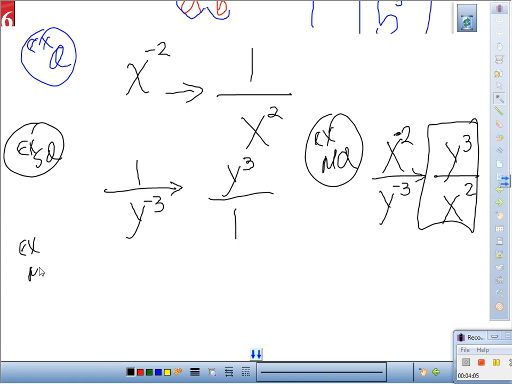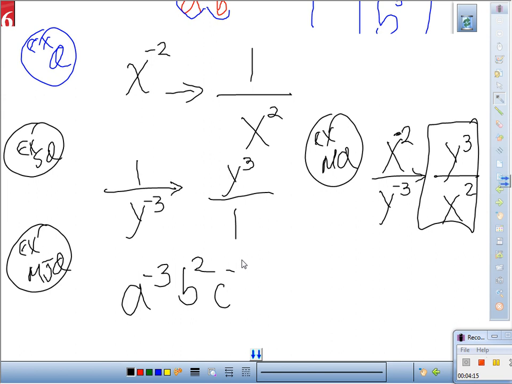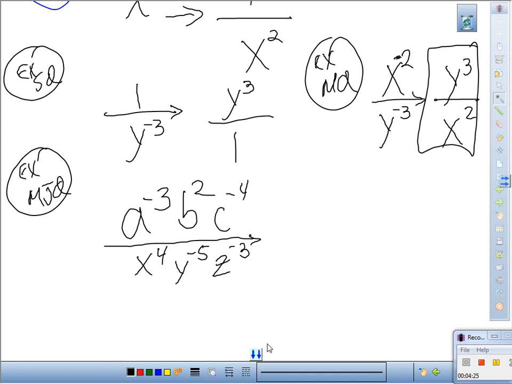Look at this one. Example, mega, oh no, Michael Jordan Q. How about that? Here we go. A to the negative 3rd, B squared, C to the negative 4th, over x to the 4th, y to the negative 5th, and z to the negative 3rd. Don't say it out loud. Look at it.